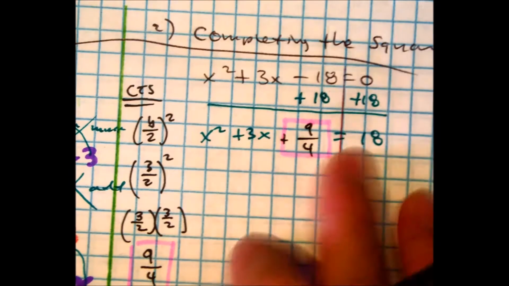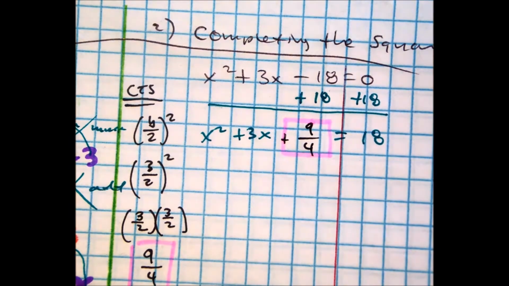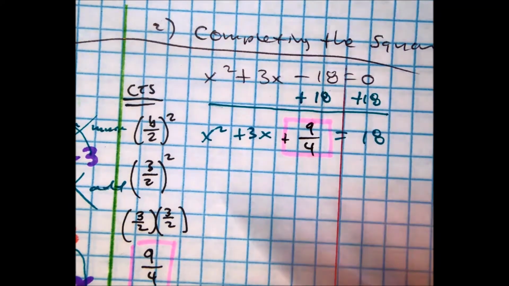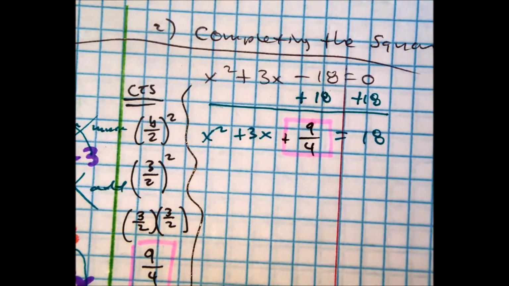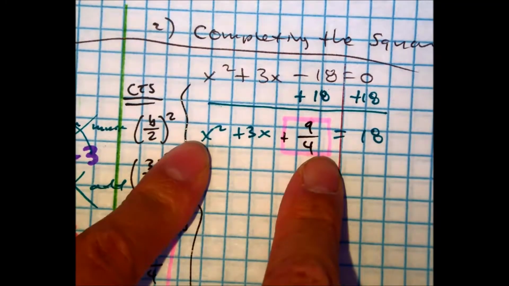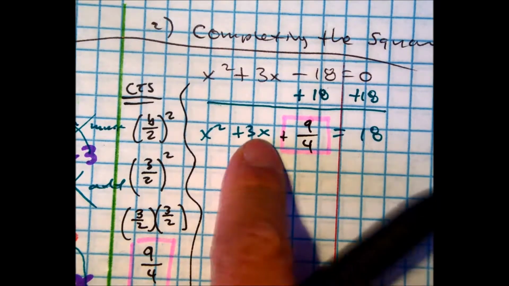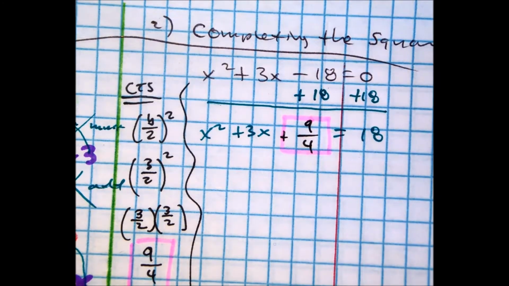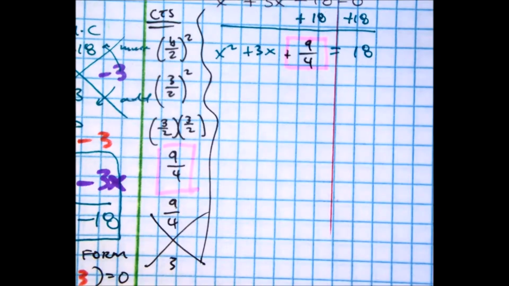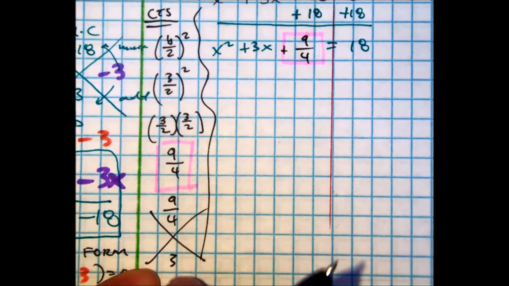Well, we just completed the square. Now we need to do what? We need to factor. A times c is 9/4, and your b value is 3. Two numbers that multiply to be 9/4, but the same two numbers add to be 3.